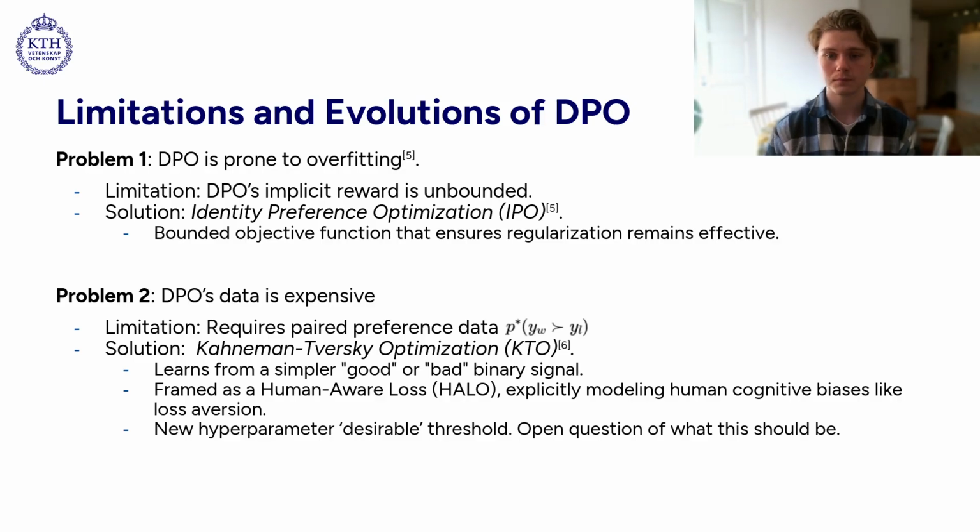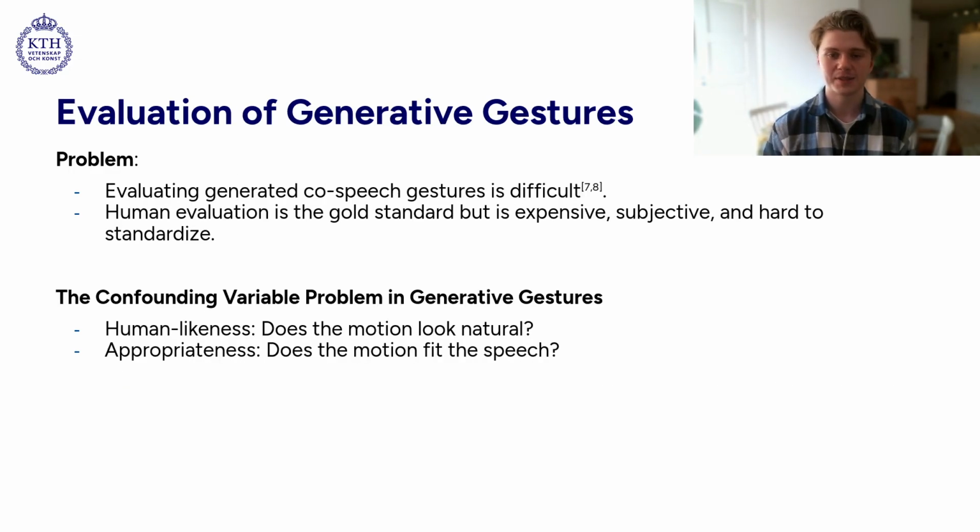And a notable alternative to DPO, which aims to alleviate some of the issues of this problem, is the Kahneman-Tversky optimization, or KTO. This learns from a much simpler binary signal, where individual examples, instead of paired examples, are labeled good or bad. And the KTO paper also introduces the idea of human-aware losses, arguing that we can actually design loss functions based on models of human utility, like prospect theory. While this simplifies data collection, it also introduces a new hyperparameter in the form of the desirable threshold, the optimal setting of which is still an open question.